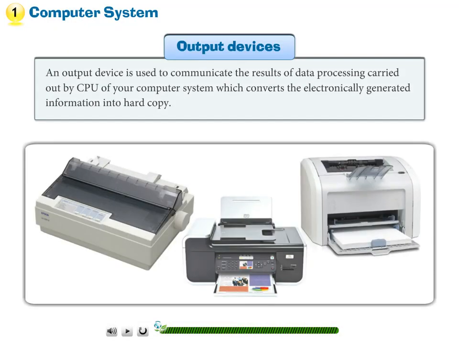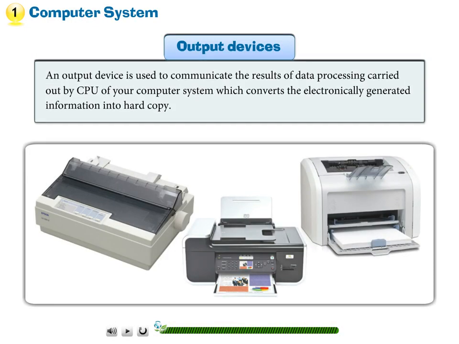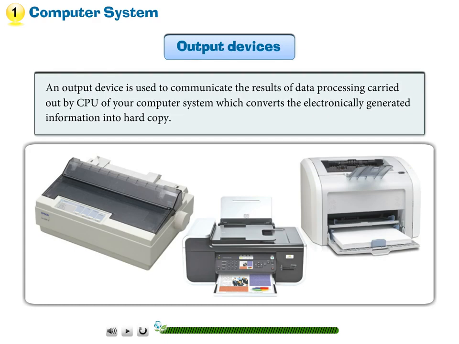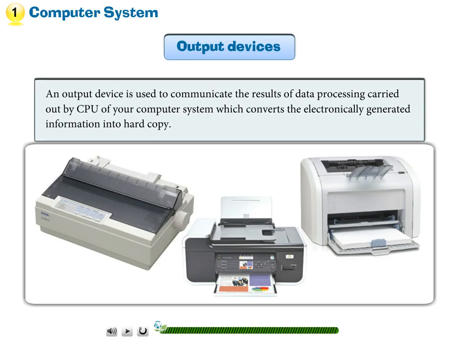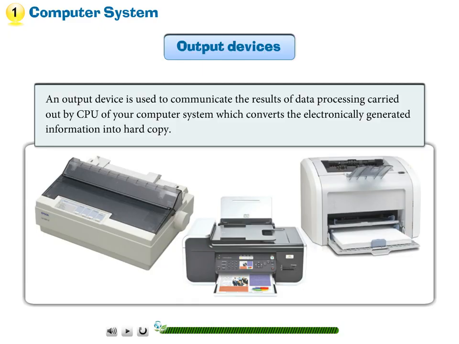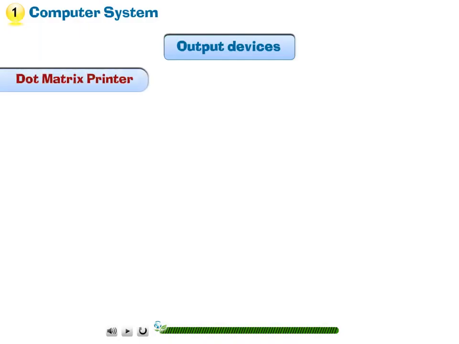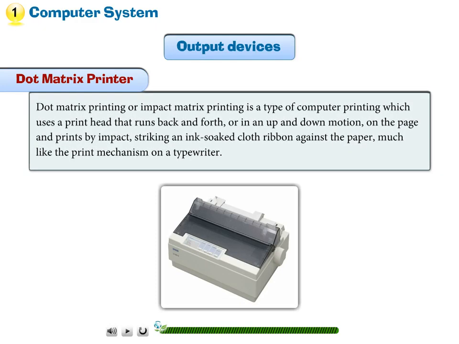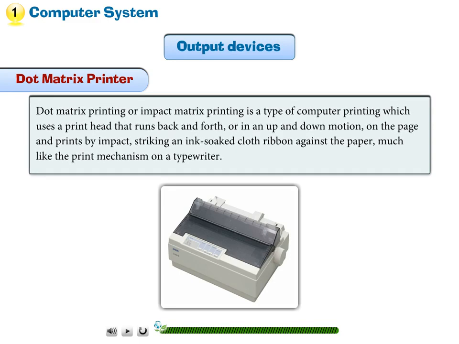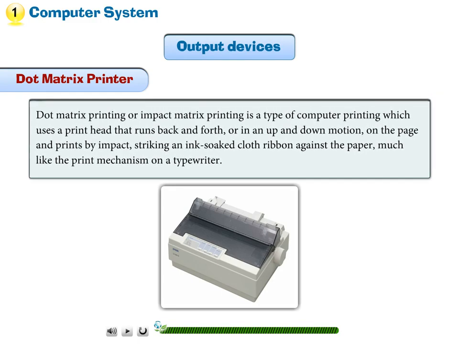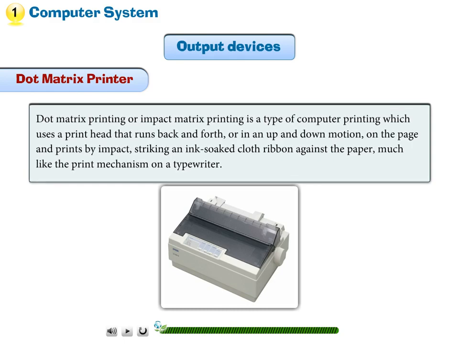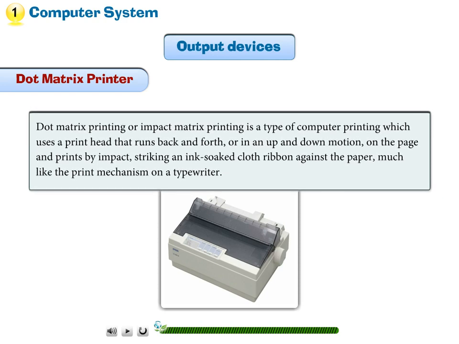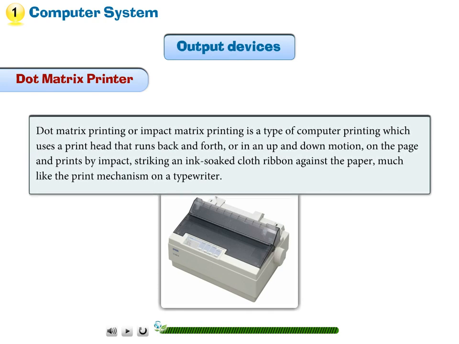Output devices. An output device is used to communicate the results of data processing carried out by the CPU of your computer system, which converts the electronically generated information into hard copy. Dot matrix printer. Dot matrix printing or impact matrix printing is a type of computer printing which uses a print head that runs back and forth or in an up and down motion on the page and prints by impact, striking an ink-soaked cloth ribbon against the paper, much like the print mechanism on a typewriter.